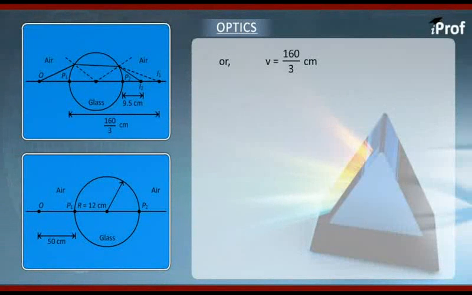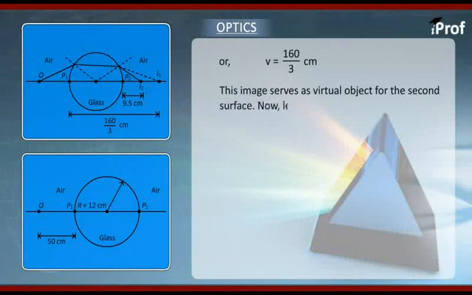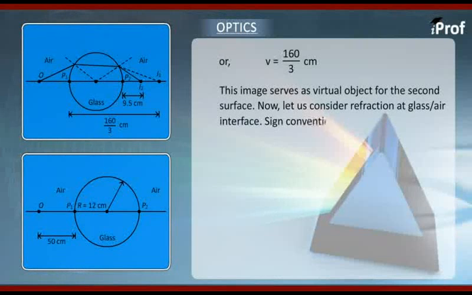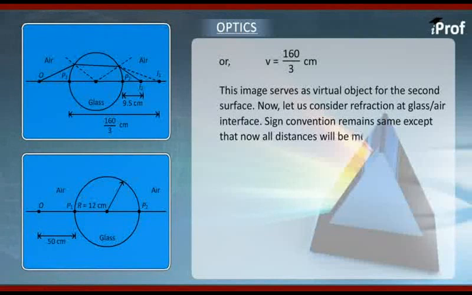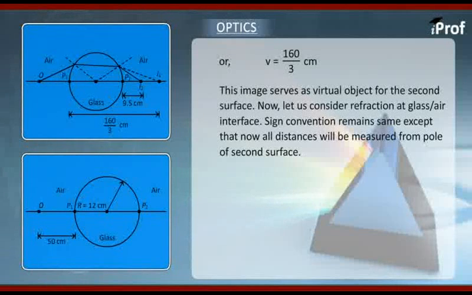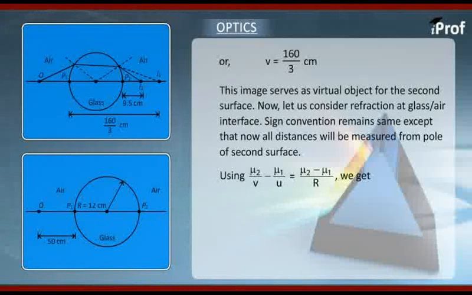Now these refracted rays will enter into glass and again will refract out into air. This image formed by the first refracting surface will act as object for the next interface. Again the sign convention remains the same. The only difference is now we'll measure all distances from the pole of the second surface. Making substitutions, in this case mu2 will be 1, mu1 will be 1.6. We have to be very careful while writing the object distance for this second interface.